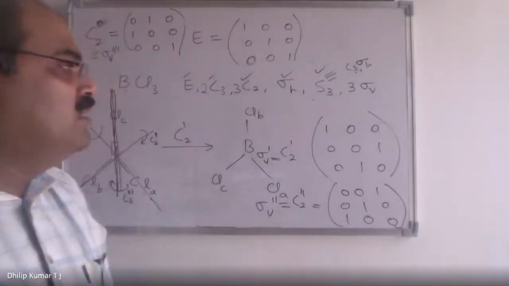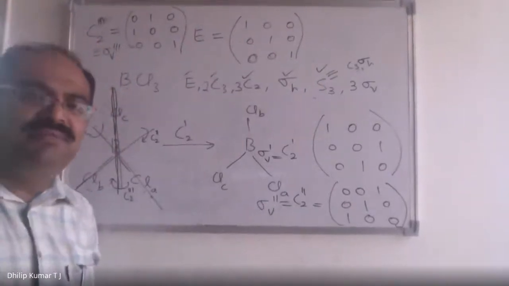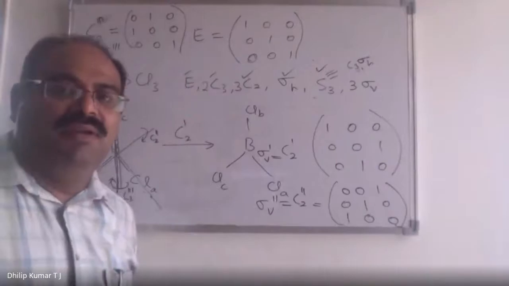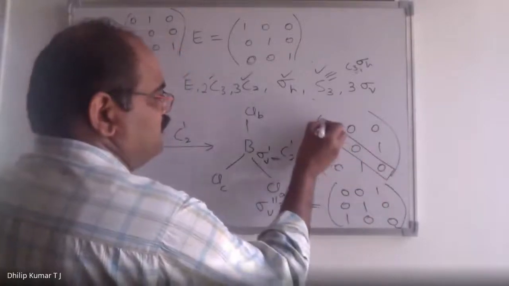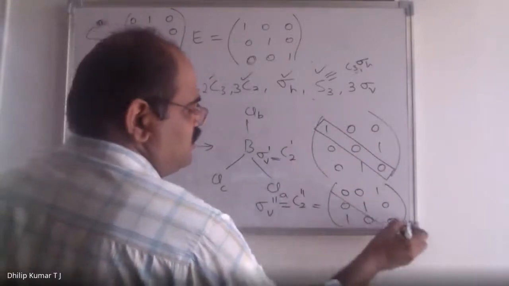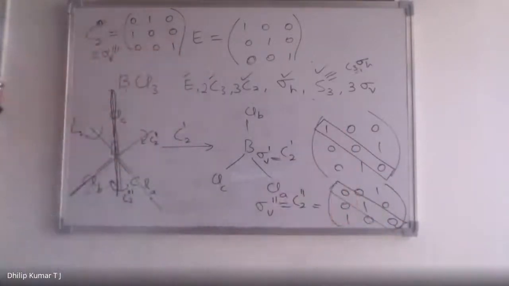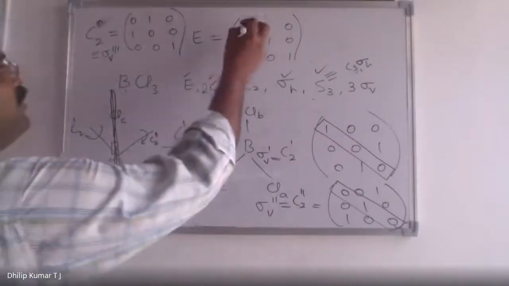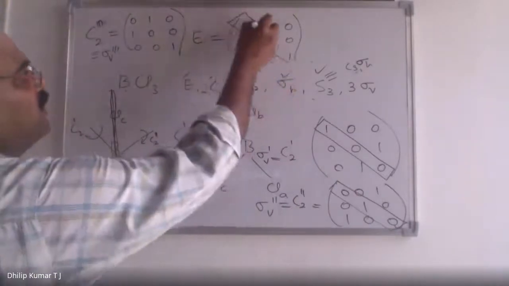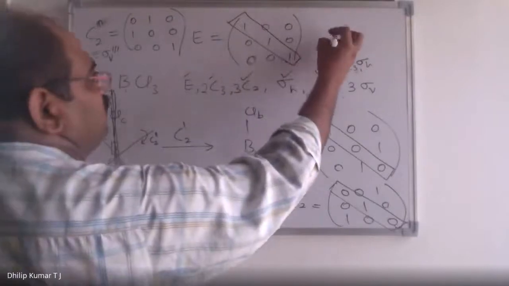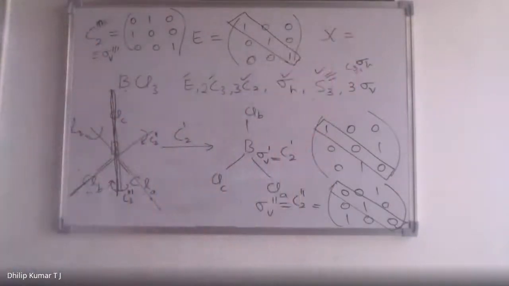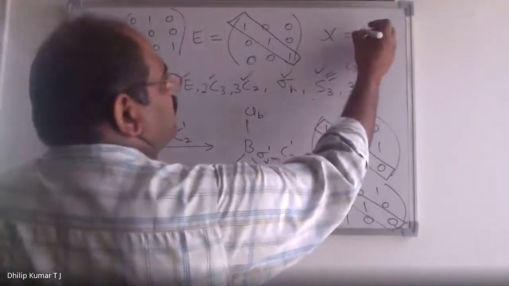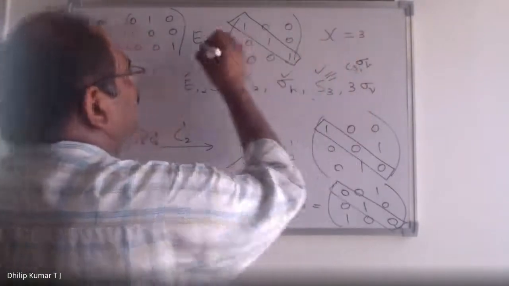And in addition, what is the trace of a matrix? Summation of all diagonal elements. All diagonal elements, right? So here we add it up. If you sum it up, we call it a trace. So for identity, the trace is 3. We write something like this. We use a symbol called chi. That's the trace of a matrix. So we write 3 here for E.